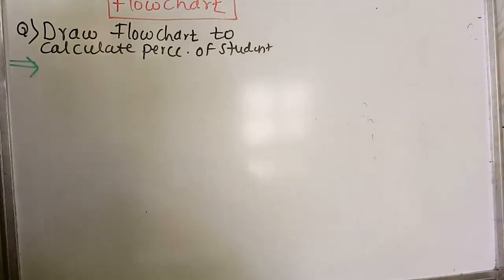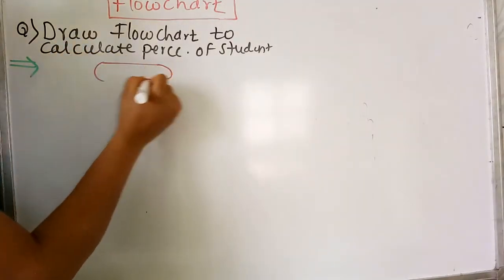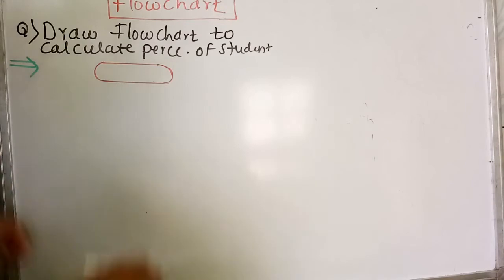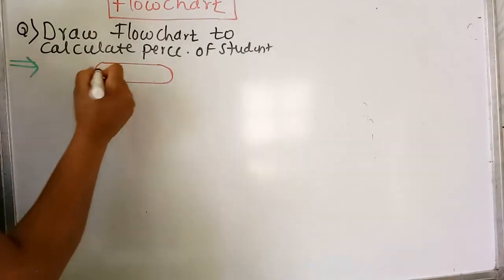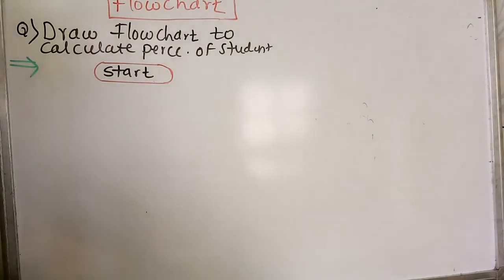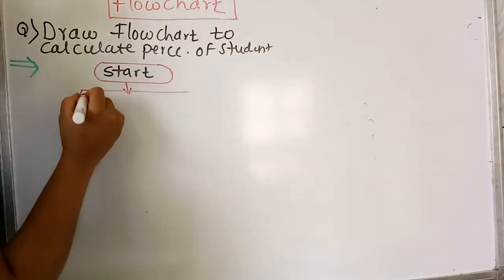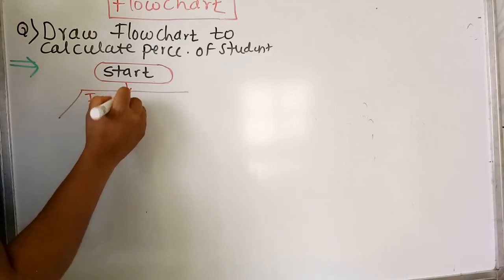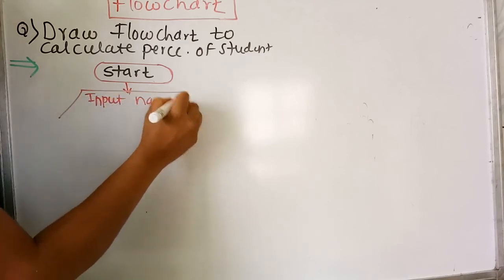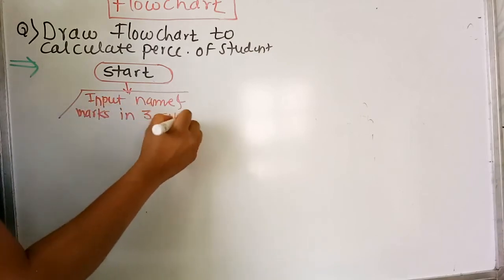For that we will start from this symbol, that is start. Then we have to accept how many things from the user? We have to accept name and marks. So input name and marks in three subjects.